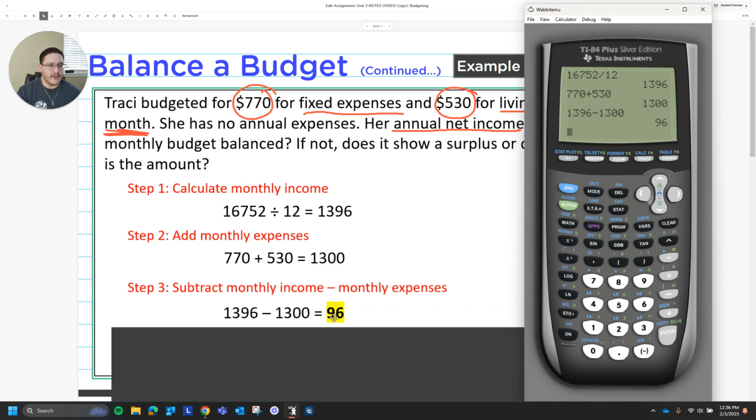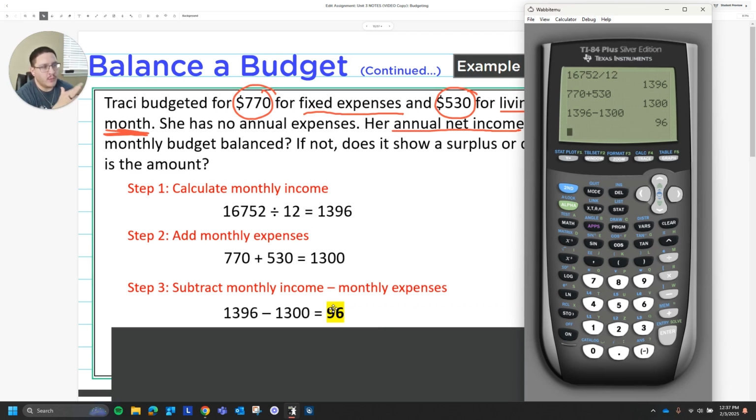So that $96, pay attention to the sign. If it's positive, meaning you don't see any minuses there, then we have a surplus. If it was a balance of 0, then we have a balanced budget.